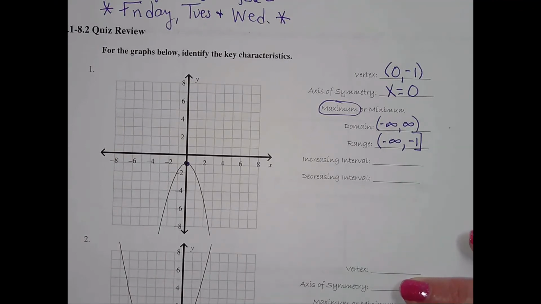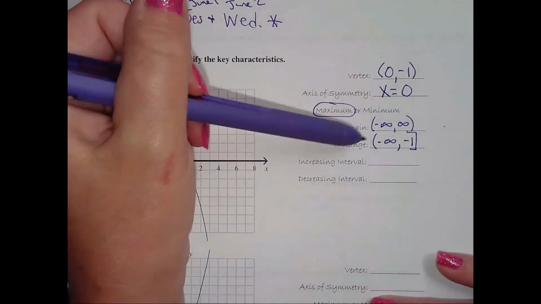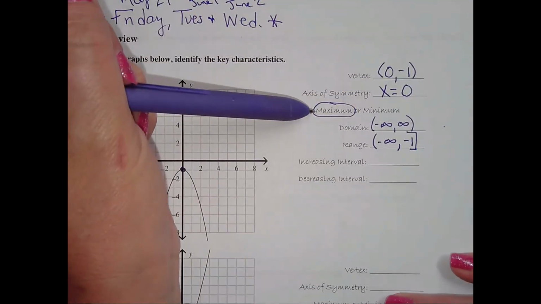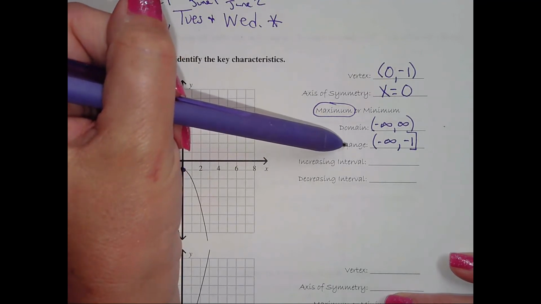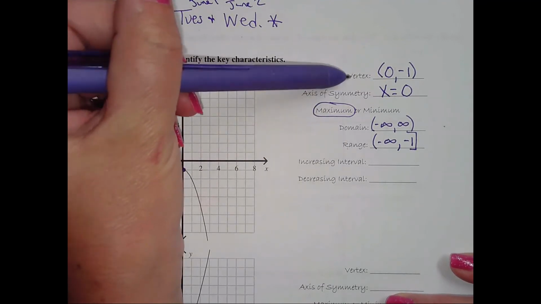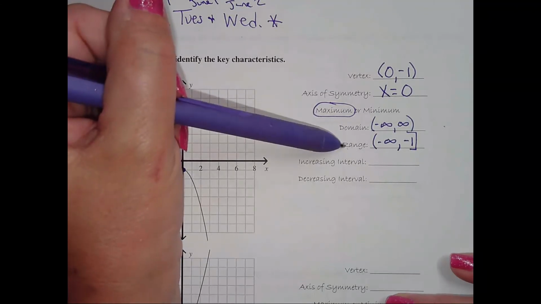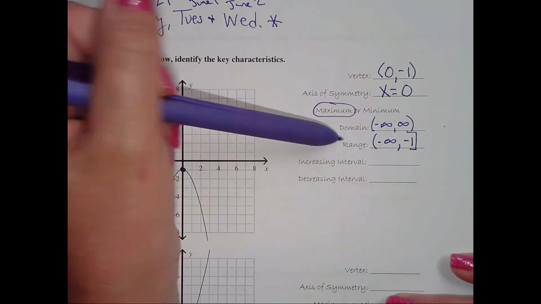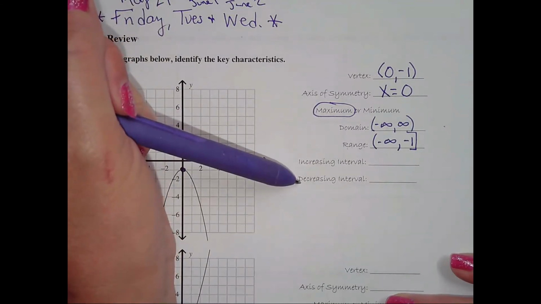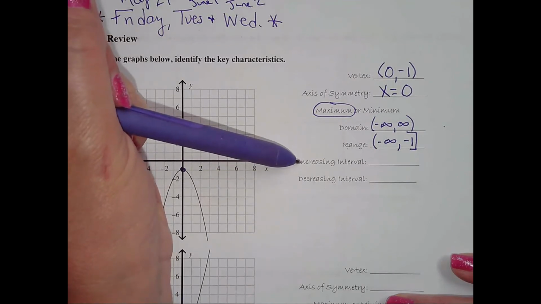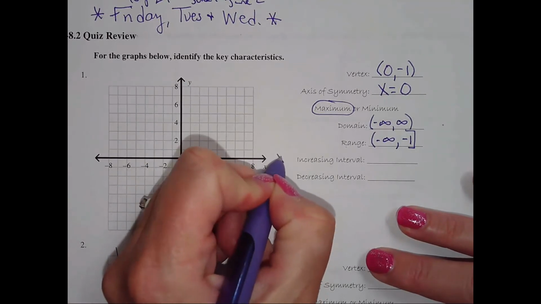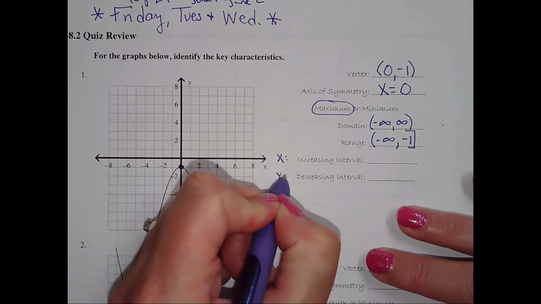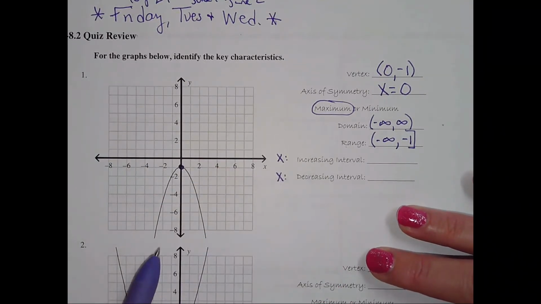The new thing from this unit, so up to here, except for the minimum maximum, all of this has carried over from previous units. All of it. Like the vertex, axis of symmetry, domain, and range should not be new to you. These 2 things are new. First thing it says is, what is the increasing interval? Increasing intervals have to do with x values. So looking at my x values, when is the graph increasing?